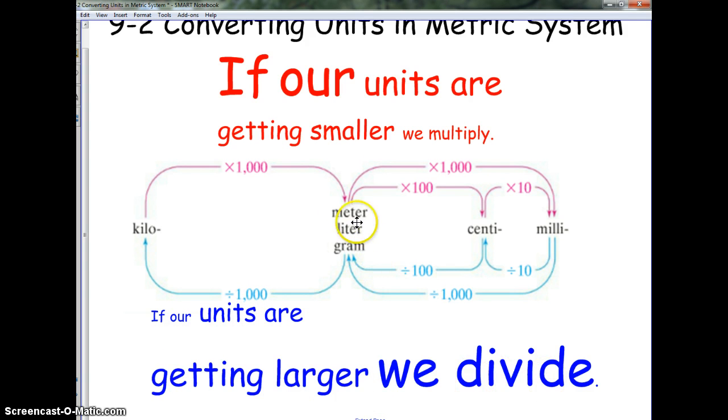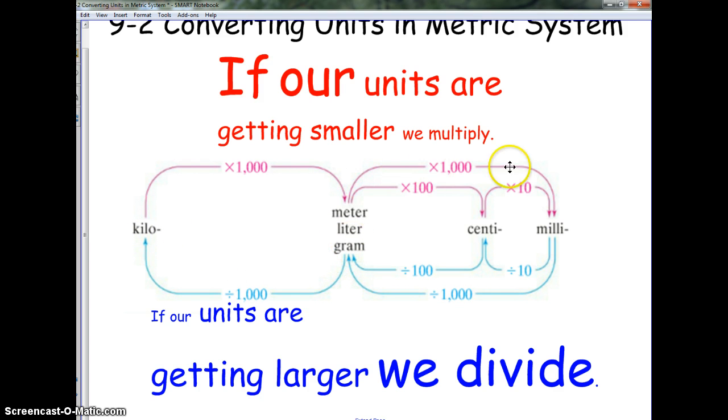So if we're going from a gram to a kilogram, we're going to divide by 1,000. If we are going from a centimeter to a meter, our units are getting larger, and so we need to divide by 100 to get there. We can measure in any of these quantities, but some are going to be more appropriate than others. And to get from a meter to a kilometer, we would divide by 1,000.